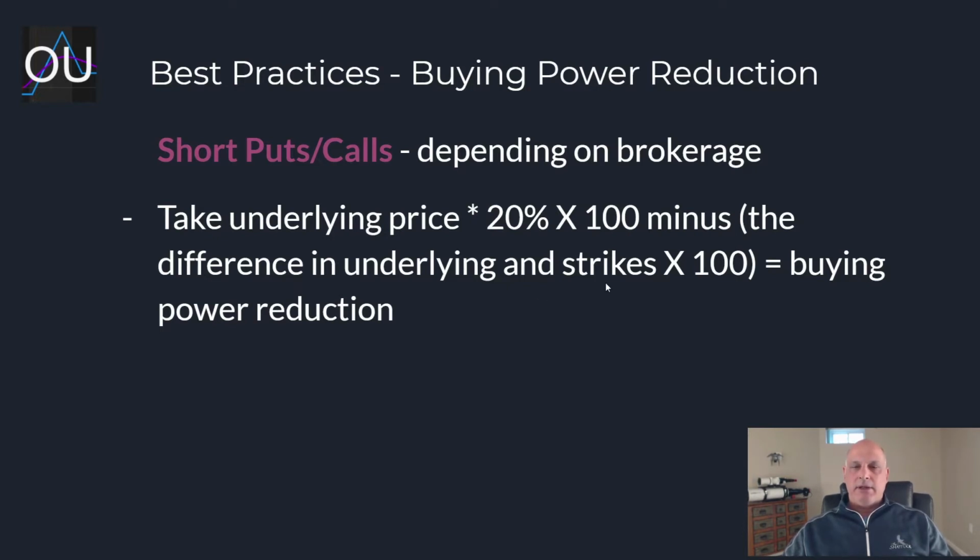So in that case, if you're selling a put that's out of the money, you're going to get 20% of that price, but you're also going to reduce that by the difference of the underlying and the strike you pick times 100, and that would be considered your buying power reduction.